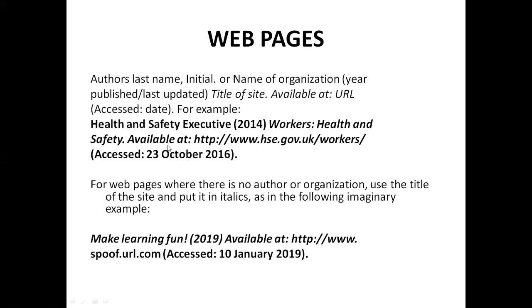And then you need to indicate available at, you insert the URL, which is the website. So you can go up there and just copy the whole thing and paste it here. And then the date when it was accessed. So if you have accessed it today, you're going to put accessed 8th April 2021. If there's no author, you're going to put the title here, Making Learning Fun. The year, again, available at the website, the URL, and then when you accessed it, and this must be in brackets, accessed 10th January 2019.